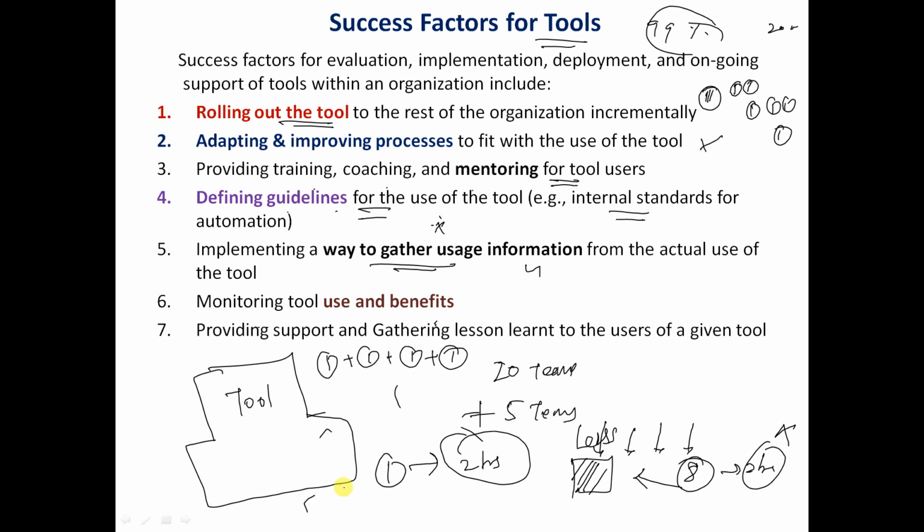All right, monitoring tool use and benefits, so this is very common. So that's all about the success factors. These seven are the success factors. If you have something good, like a sweet, what will you do? You just celebrate with others. The same you have to do: you have to give it to the rest of the organization.